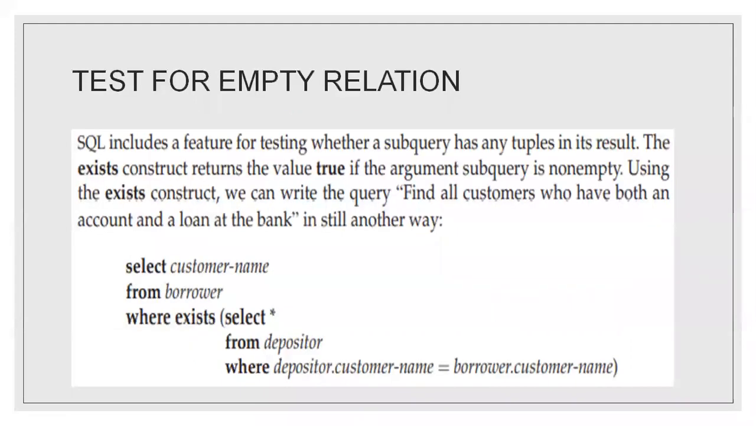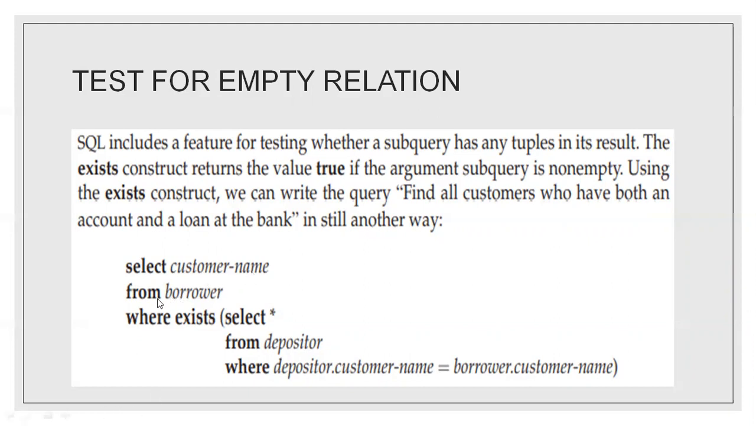Coming to the end, test for empty relation. So here what will happen is SQL includes a feature for testing whether a subquery has any tuples in its result or not. If a subquery is written and there is no result, then how to identify that? So the exists construct returns the value true if the argument subquery is non-empty. Using the exists construct, we can write the query for finding all customers who have both an account and a loan at the bank. So how is it found?